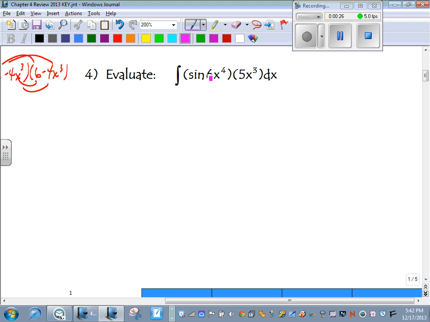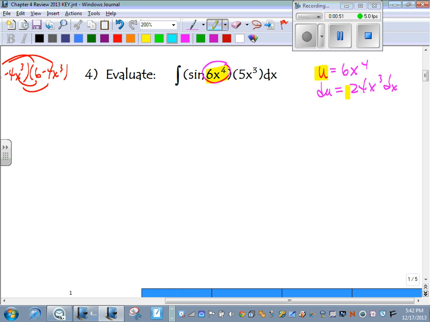So here, the 6x to the 4th is inside of the sine. Right, we're taking the sine of that. So that's going to be our u, 6x to the 4th. du, then, is the derivative of that, 24x cubed times dx. So we know that the 6x to the 4th is going to become our u. We need to make sure everything's in place for the du.